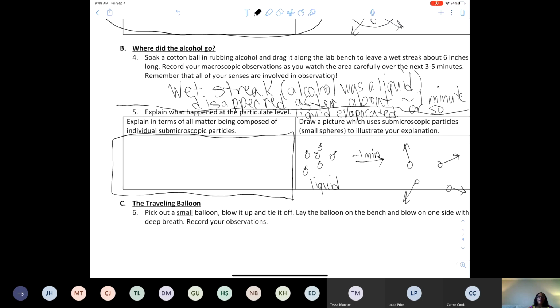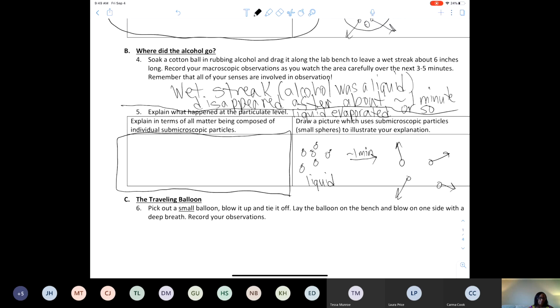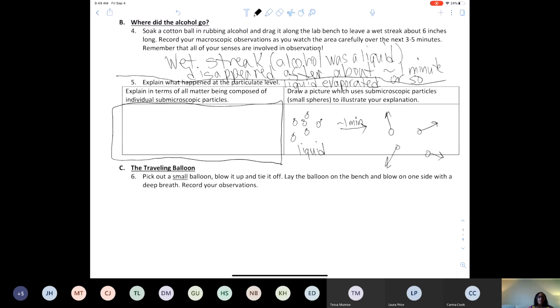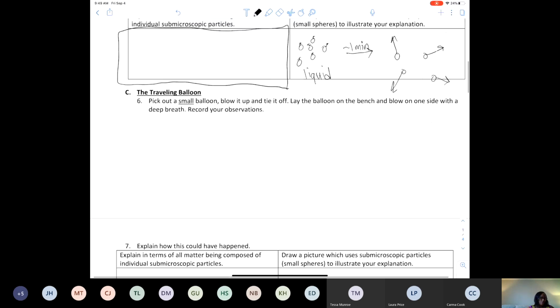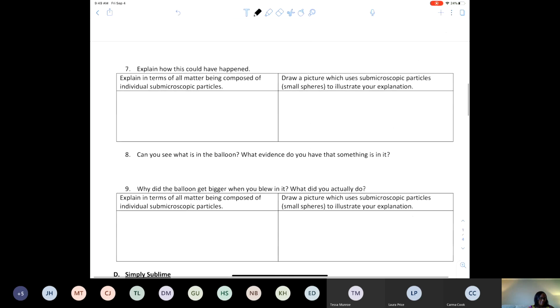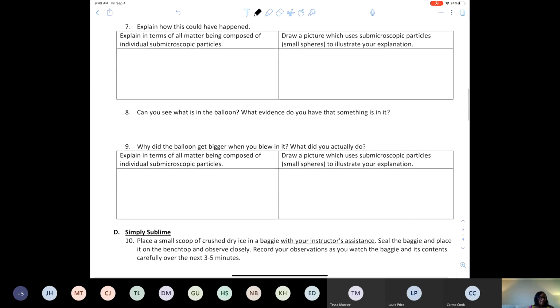Any questions about part B? So next, go ahead and watch part C if there are no questions about part B. And then for part C, you're going to answer questions 6 and 7, as well as 8 and 9.